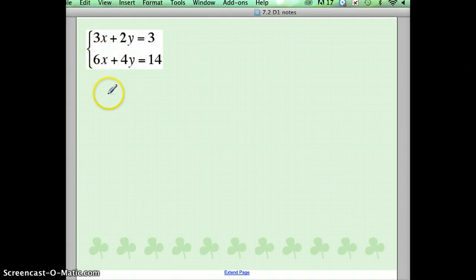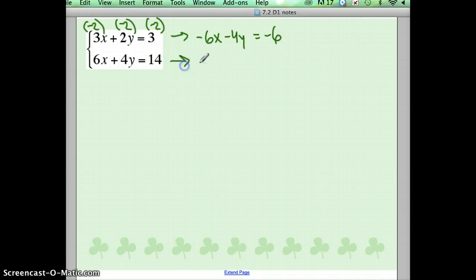So you just choose. Do you want the x's to go away or the y's to go away? I'm going to choose the x's, let's say. So I'm going to multiply this by a negative 2. And I'm going to leave the bottom equation alone because here I'll have a negative 6x. This is already a positive 6x. So if I multiply all those by negative 2, I get negative 6x minus 4y equals negative 6. This bottom equation is still 6x plus 4y equals 14.